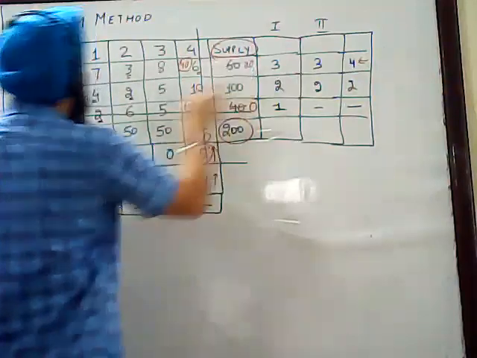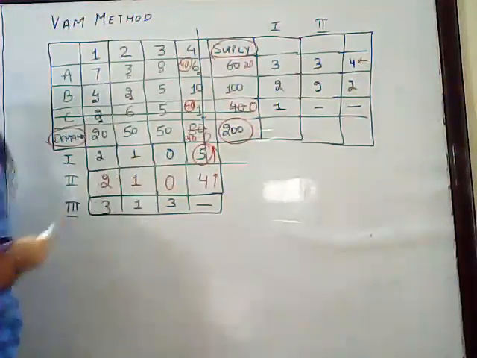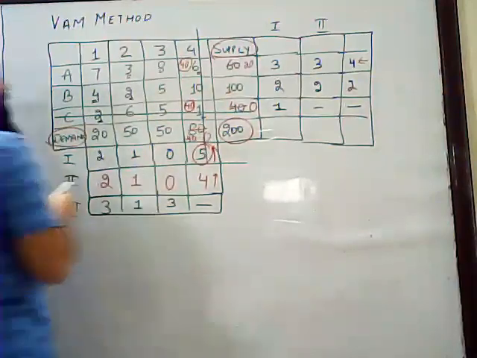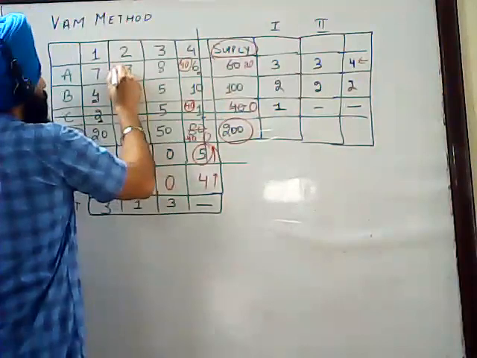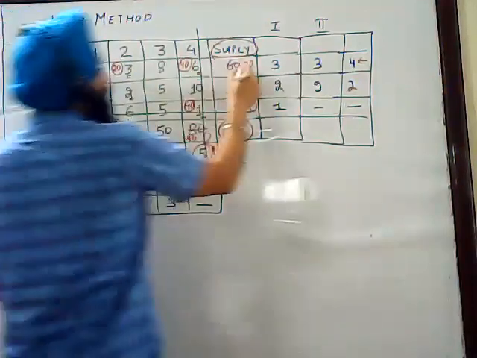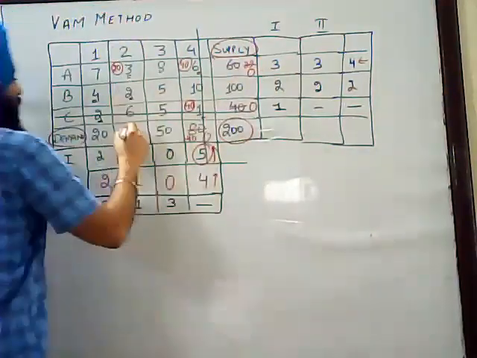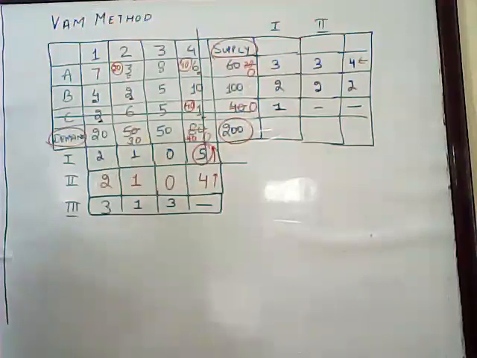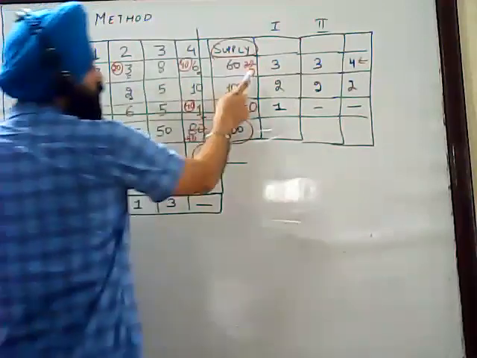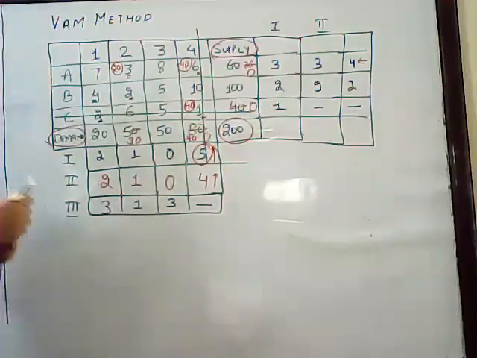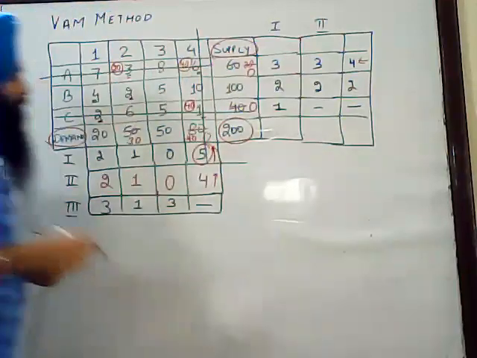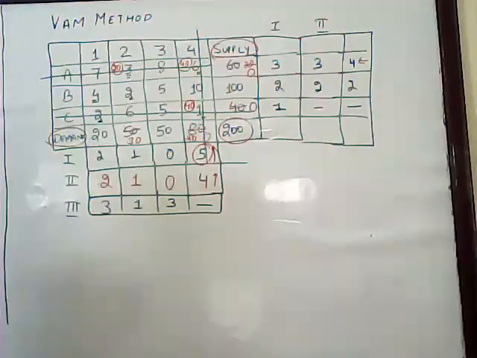Here the supply is 20 and the demand is 50, so the maximum allocation will be 20. Here the value will be 0 and here the value will be 30. Since the supply of the first row is 0, we will cancel this row also.